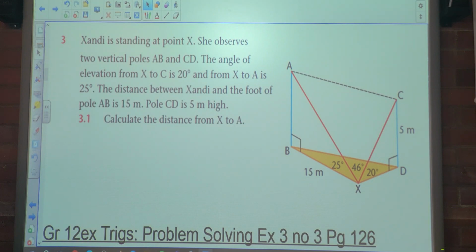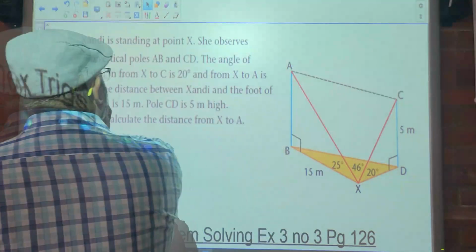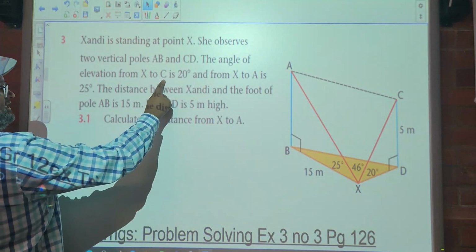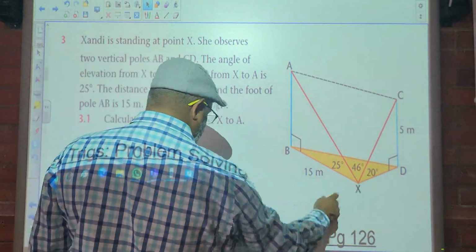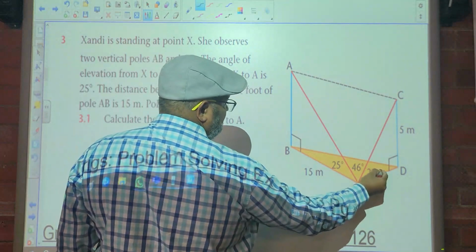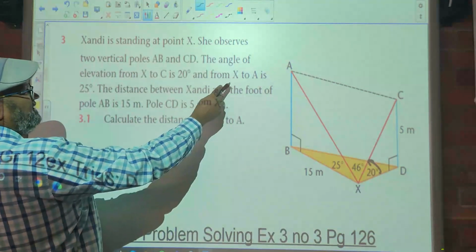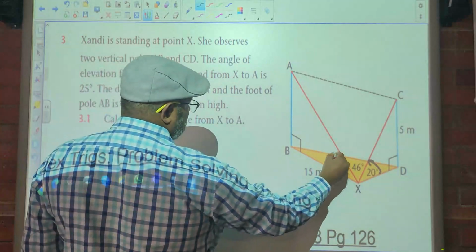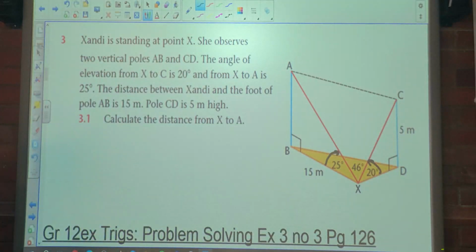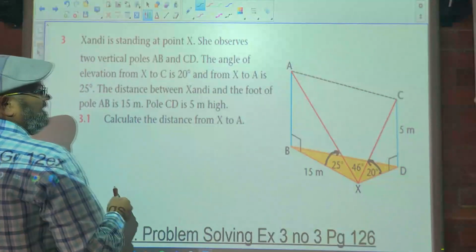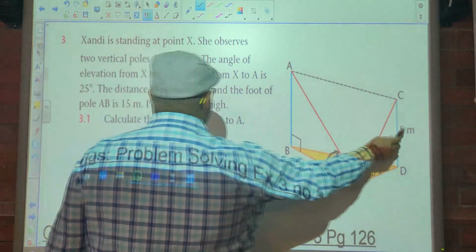Zandi is standing at point X. She observes two vertical poles AB and CD. The angle of elevation from X to C is 20 degrees, which is this angle here. And from X to A is 25 degrees. And of course the distance between Zandi and the foot of pole AB is 15, and the pole CD is 5 meters.